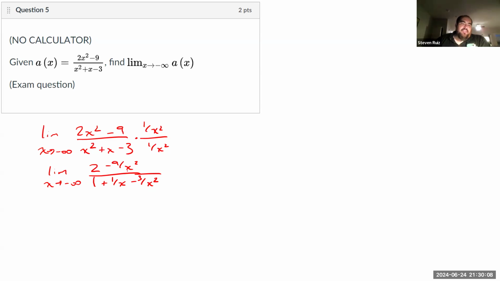But now, what's going to happen to any of these terms that have a variable in them as x goes to negative infinity? Well, now the variable is in the denominator, and all the numerators are constants. So all of these terms are going to go to 0. So I get 2 minus 0 over 1 plus 0 minus 0. I get a limit of 2.